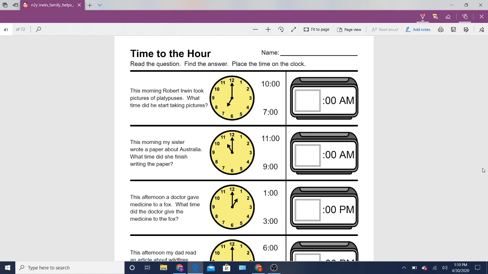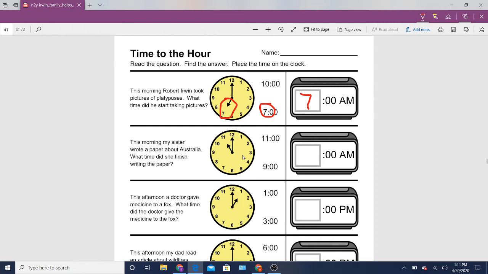So let's do the first page on time. This is to the hour. Remember, we have a little hand and a big hand on a clock. The little hand, whatever number that is pointing to, is the hour. When the big hand is pointing to the 12, that means o'clock. So this one says, this morning, Robert Irwin took pictures of platypuses. What time did he start taking pictures? So we're going to look at the little hand, which is pointing to the 7, and that tells us it is 7 o'clock. I'll make my circle very big there.